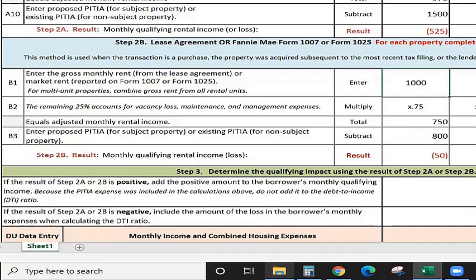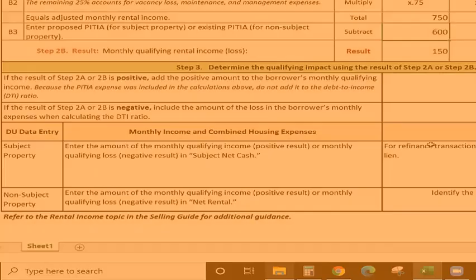Now see, we could see 1,000 is the rental agreement, but since we are only considering 75% of that 1,000 income that is given on the lease agreement, and 800 is the PITIA, it is still a negative cash flow. But if I make it 600, then it will be 150 as positive income, part of the income. Are we good with this? It's very easy, right? Okay.